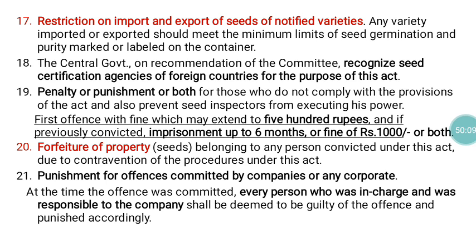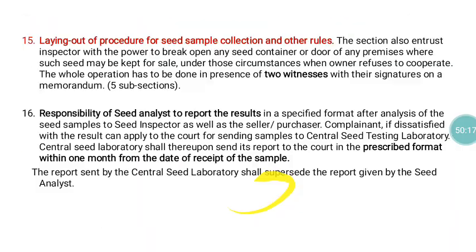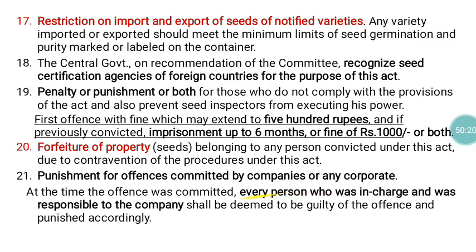So in this case, if any problem arises, who will be given the punishment? That is a question. For this purpose, Section 21 clearly says that every person who was in charge and responsible for the company shall be deemed to be guilty of the offense and punished accordingly. At the time the offense was committed, whatever the number of persons in charge and holding responsibility of the company, all of them are punishable under this act. That is there in Section 21 of this act.